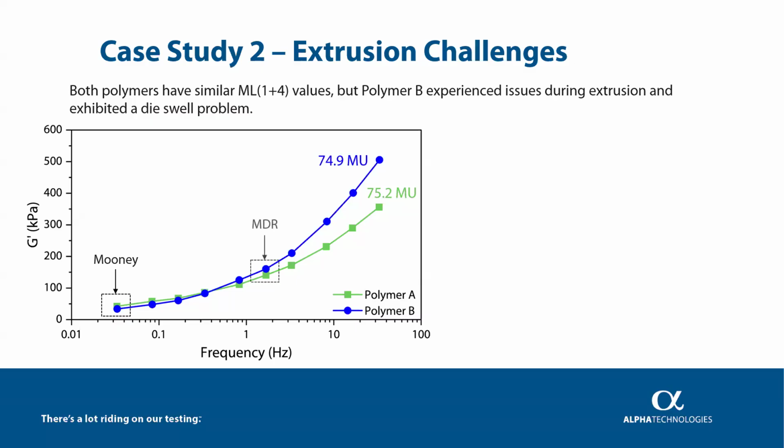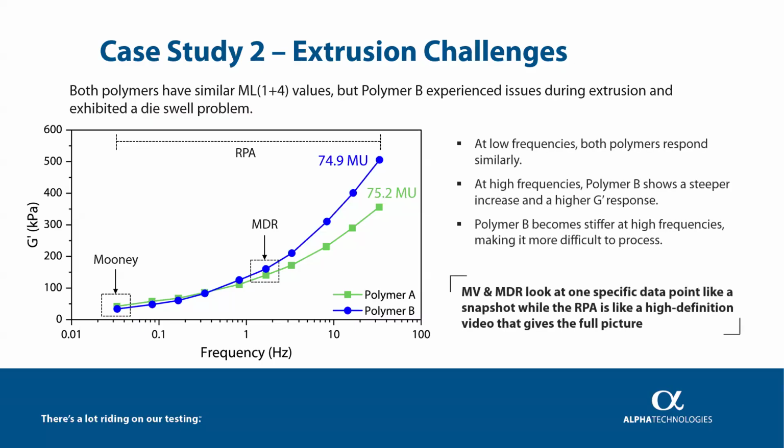At mid-range frequencies, some differences started to emerge, but even here, the variation wasn't significant enough to be flagged by an MDR, which typically runs around 1.667 Hz. It wasn't until we reached the higher frequencies, only accessible with the RPA, that the real difference came into focus. Polymer B showed a significantly higher G' response, indicating greater elasticity. That solid-like behavior is a well-known contributor to die swell during extrusion. And again, this entire test took less than 15 minutes, yet it uncovered a root cause that other methods completely missed.